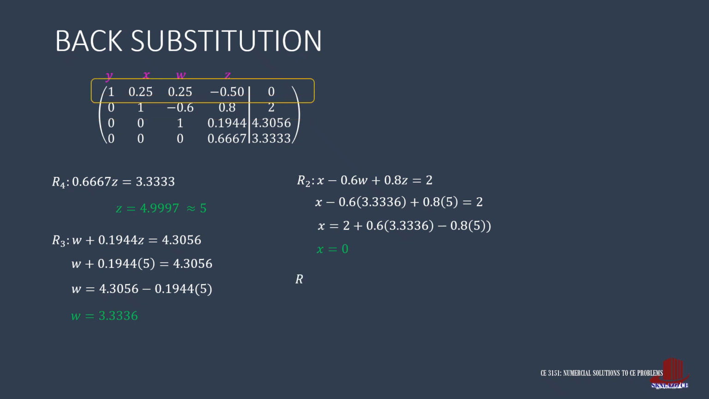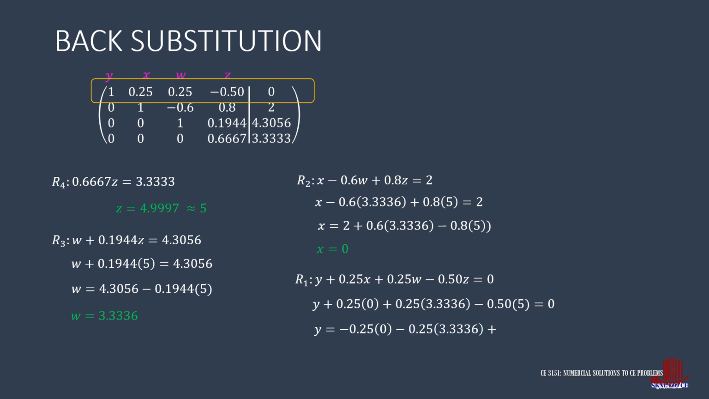From the top row, the equation is y plus 0.25x plus a quarter of w with half of z as equal to 0. Place x of 0, w of 3 and 1/3, then z of 5. Transpose the terms to the other side and simplify to have y as equal to 1 and 2/3.